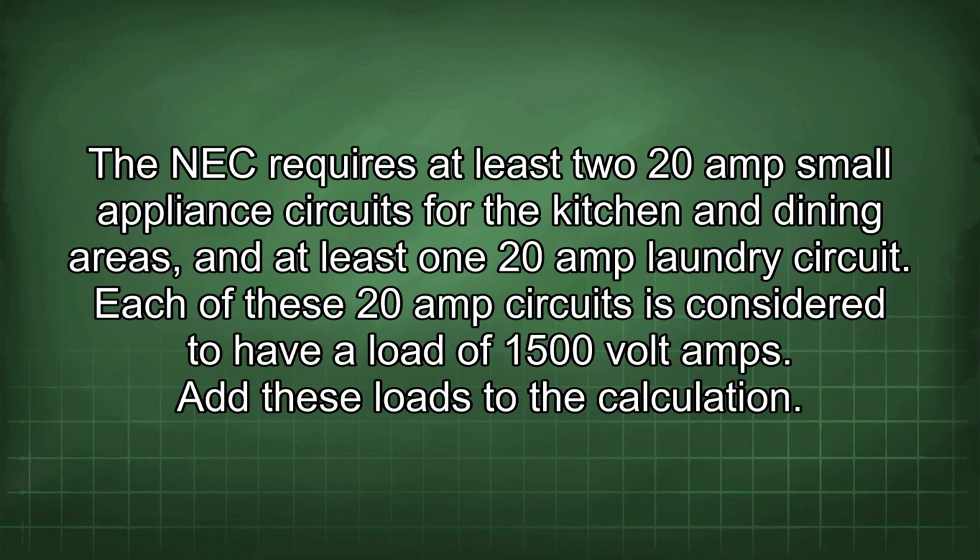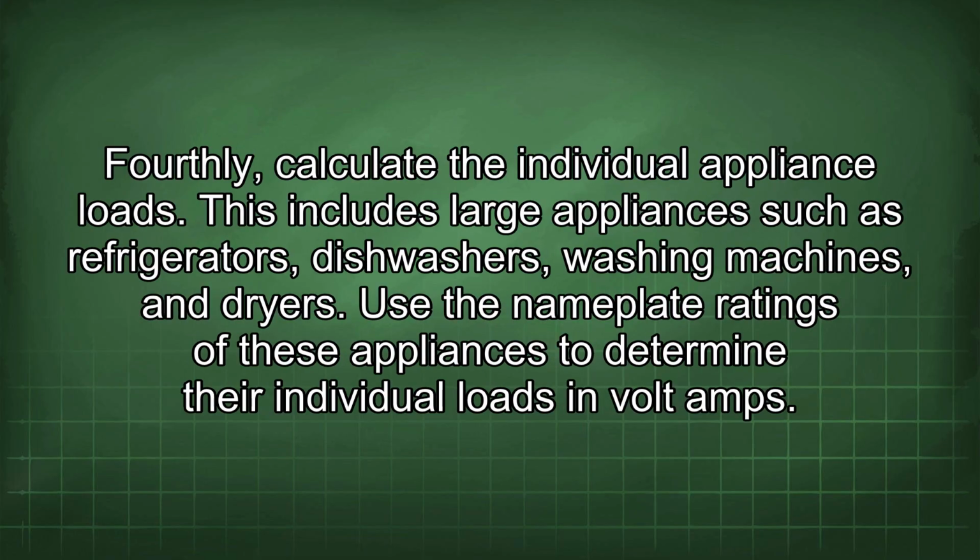The NEC requires at least two 20-amp small appliance circuits for the kitchen and dining areas, and at least one 20-amp laundry circuit. Each of these 20-amp circuits is considered to have a load of 1500 volt amps. Add these loads to the calculation. Fourthly, calculate the individual appliance loads.